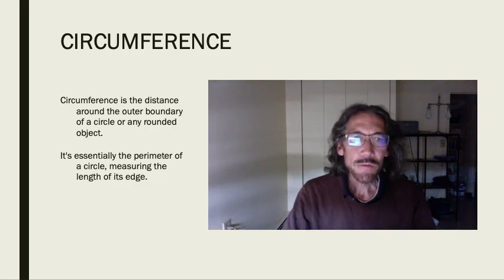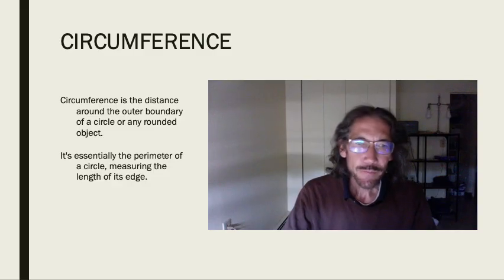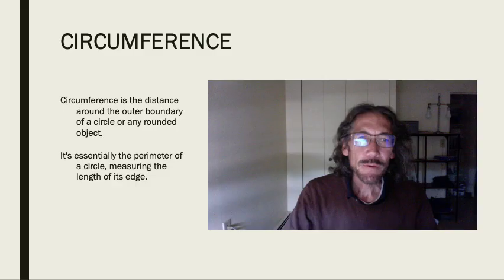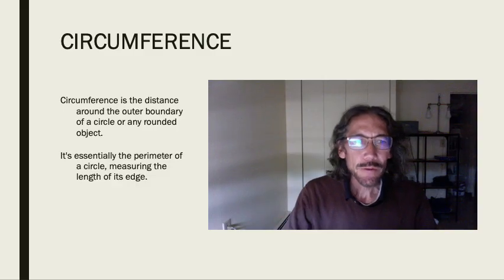Circumference is the distance around the outer boundary of a circle or any rounded object. It's essentially the perimeter of a circle, measuring the length of its edge.